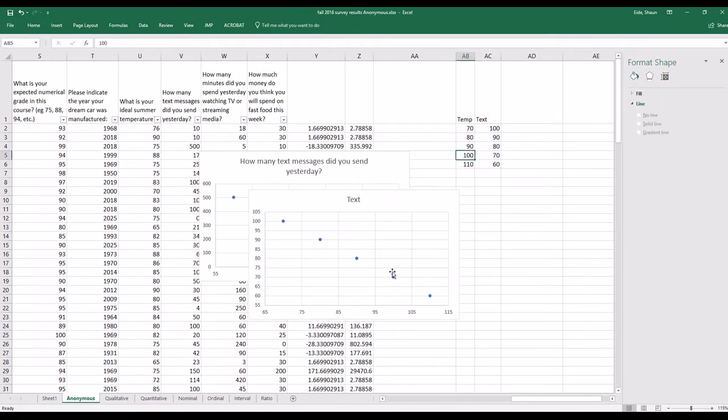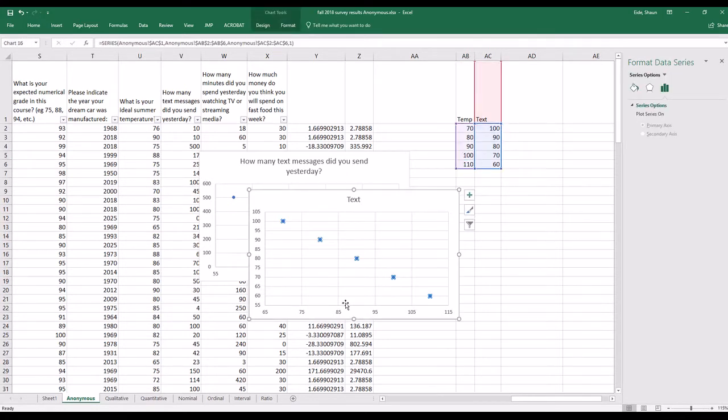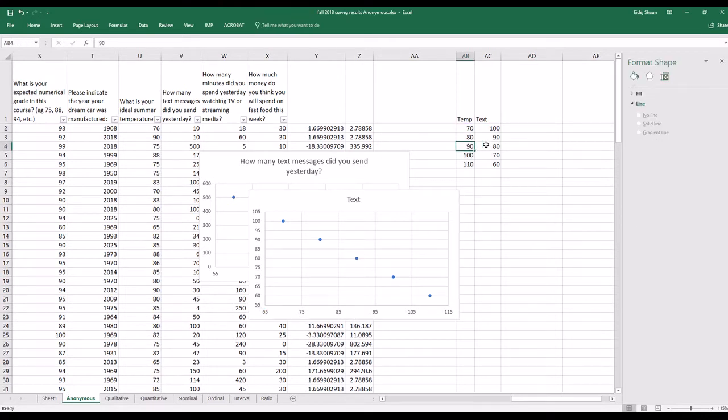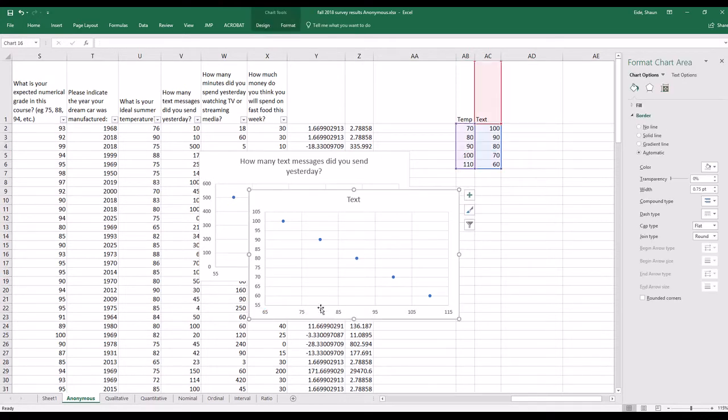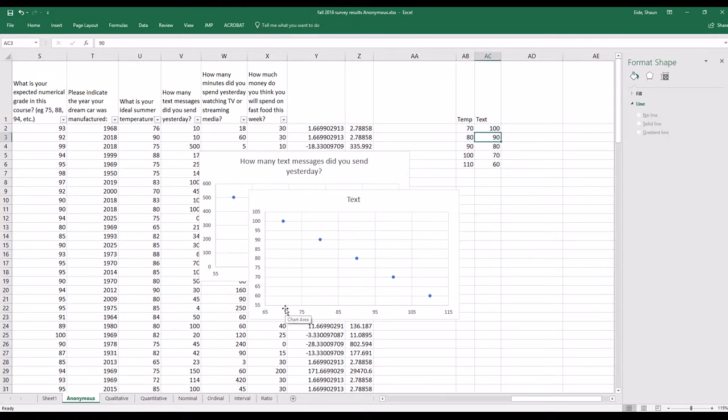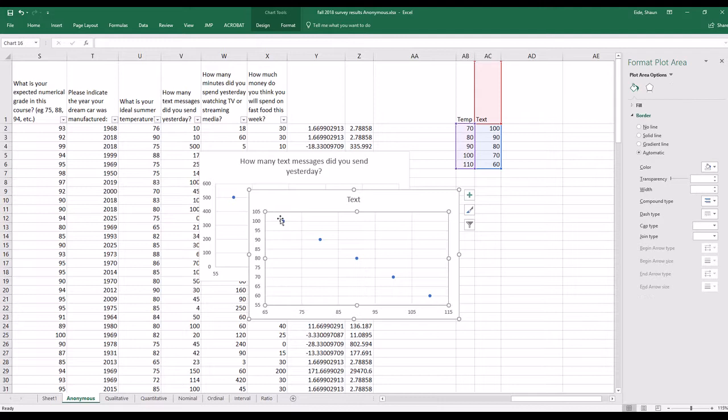100 degrees, 70 text messages. Okay, 90 degrees, 80 text messages. 80 degrees, 90 text messages. Then finally 70 degrees, 100 text messages.